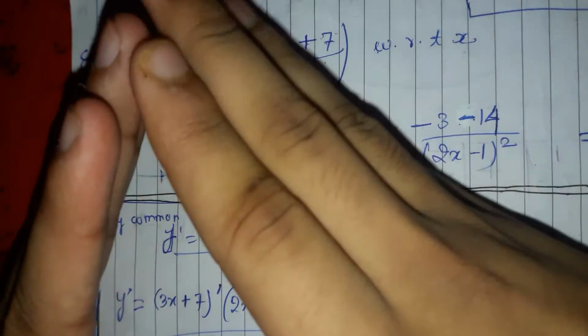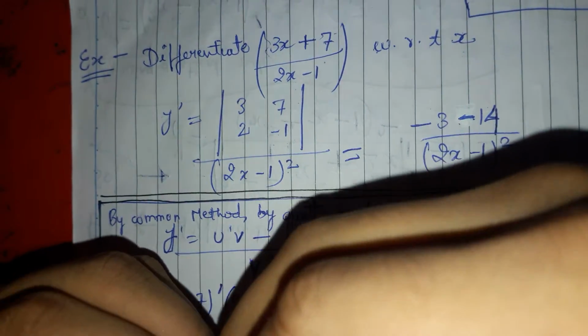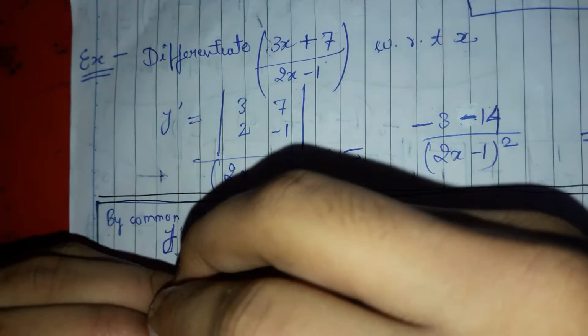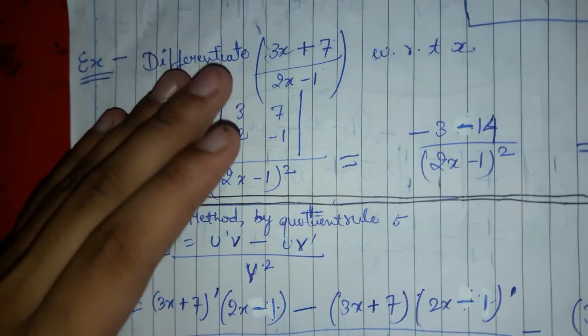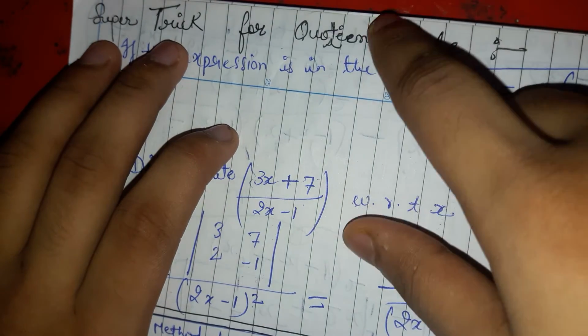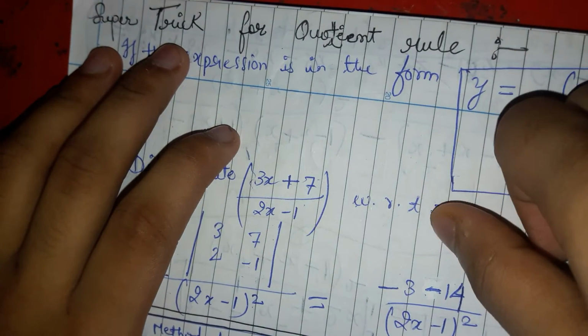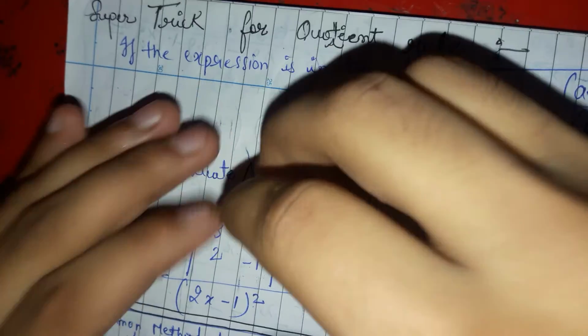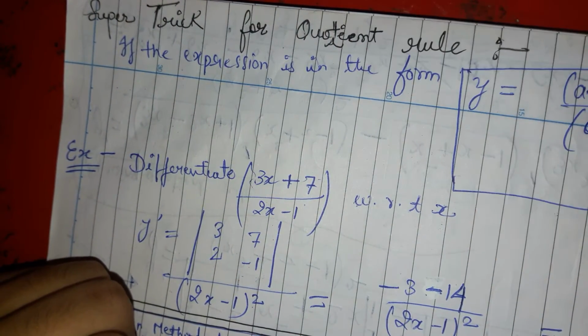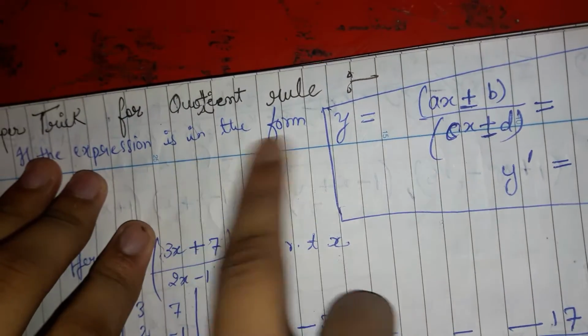Now let us move on to another type of questions, based on the quotient rule. So I am calling this formula a super trick, because really this formula is a super trick. You will realize that this is a very nice formula. This also reduces the question to 2 to 3 lines. Okay, super trick for the quotient rule.